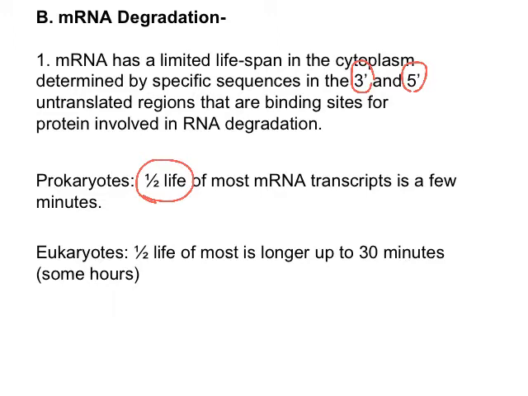And this allows the bacteria to adapt quickly to environmental changes if it doesn't keep its mRNAs around a long time. In eukaryotes, the half-life of most messenger RNAs is longer. Usually it's up to or less than 30 minutes, but there are some that last a lot longer, hours. But again, the shorter time they last means that the cell has more ability to change as environmental conditions change. So whether it's bacterial or eukaryotic, the mRNA's lifetime is dictated by these sequences in the 3' and 5' untranslated regions. And these regions often have binding sites for proteins that are involved in RNA degradation.